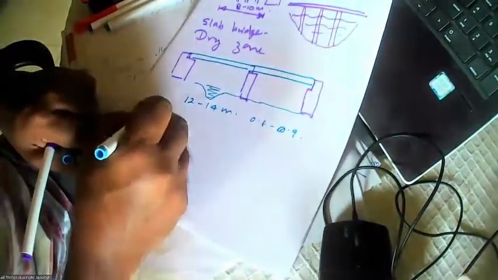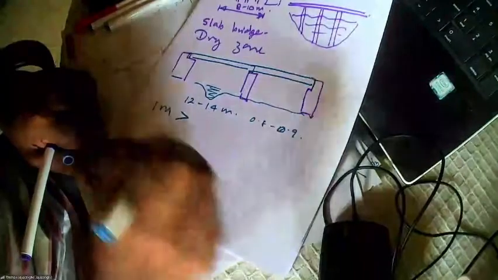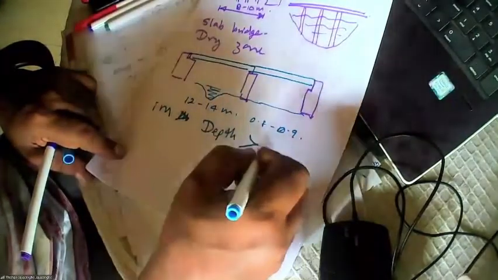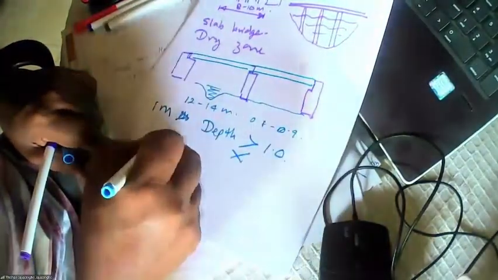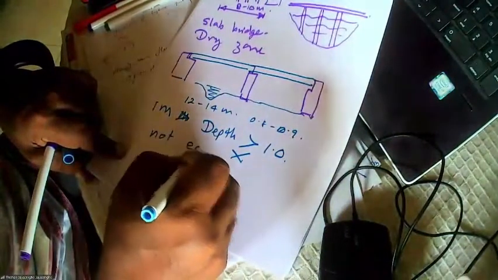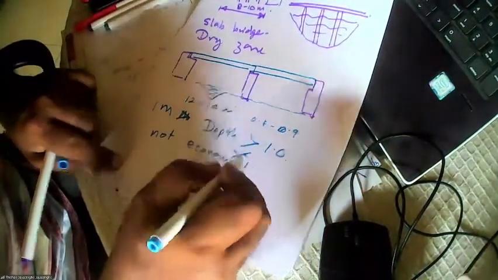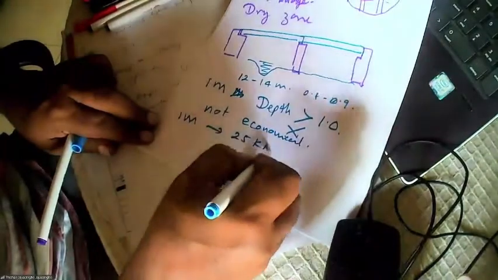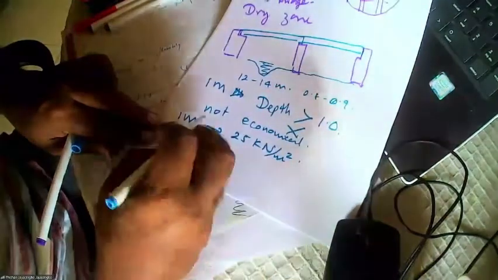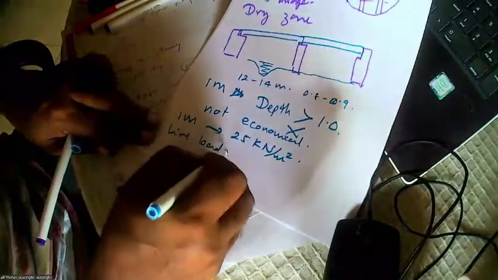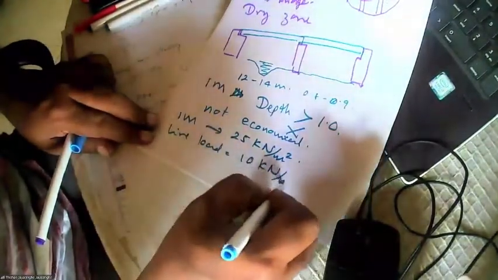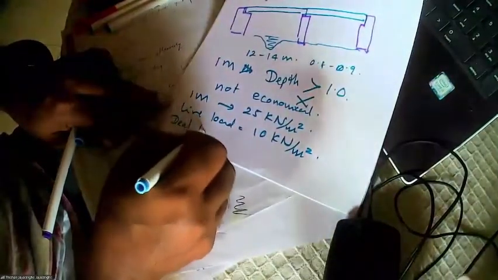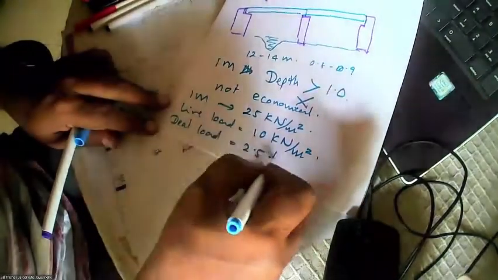The rule is do not have a depth greater than 1 meter, not economical. Why? What is the reason? 1 meter means 25 kilonewtons per meter square. And what is the live load? Live load is about 10 kilonewtons per meter square. So you can see dead load is 2.5 times live.